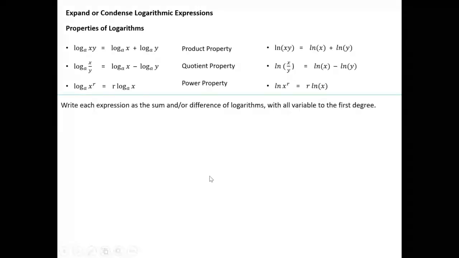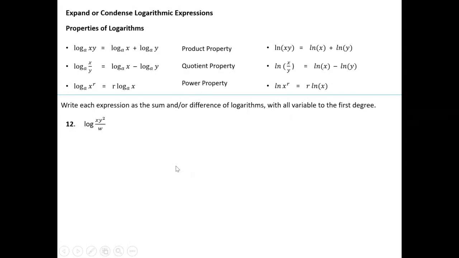Now number 12. Again, we have to use the same rules. Write each expression as a sum and/or difference of logarithms without variables to the first degree. This is similar to number 11, but here, guys, we have all the 3 rules, right? This is multiplication, and then we have division, and then we have the power rule. So all 3 properties are present: the product, the power, and the quotient properties.